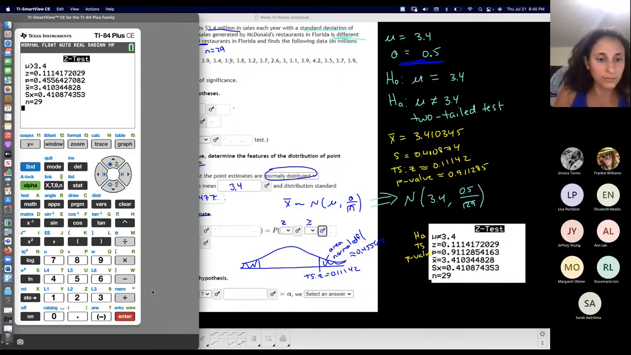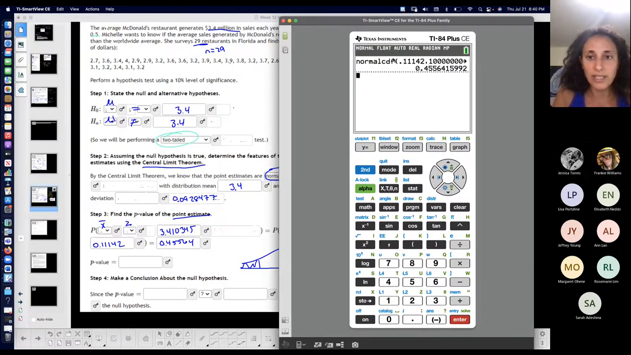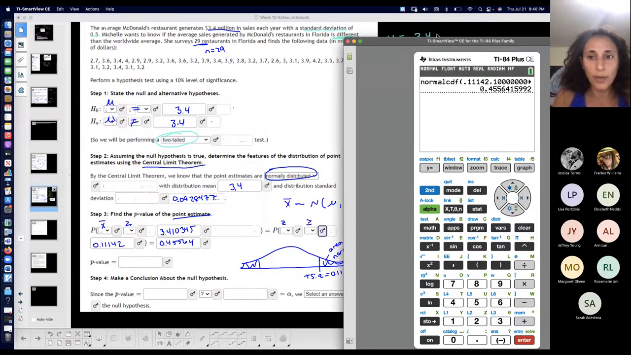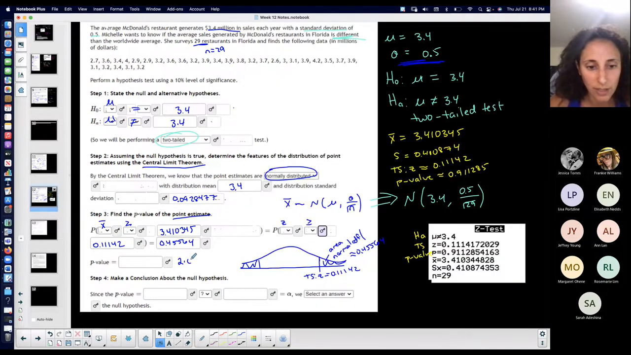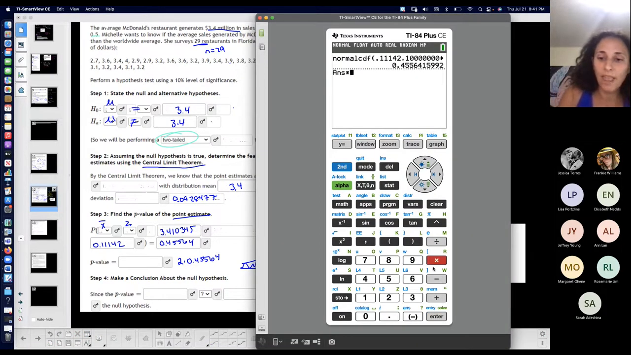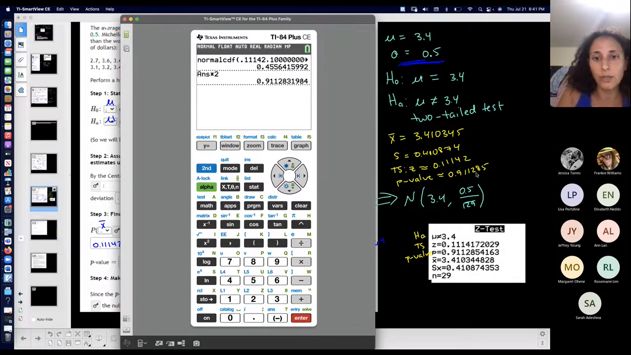But check this out. When I did my normal CDF, I'll do it again. This is the area which represents that probability in the right tail, but the p-value is not equal to that because it's a two-tailed test. So I'm going to take two times the area, double that, and I should get my p-value, 0.9128, right? And this is slightly different because I rounded.